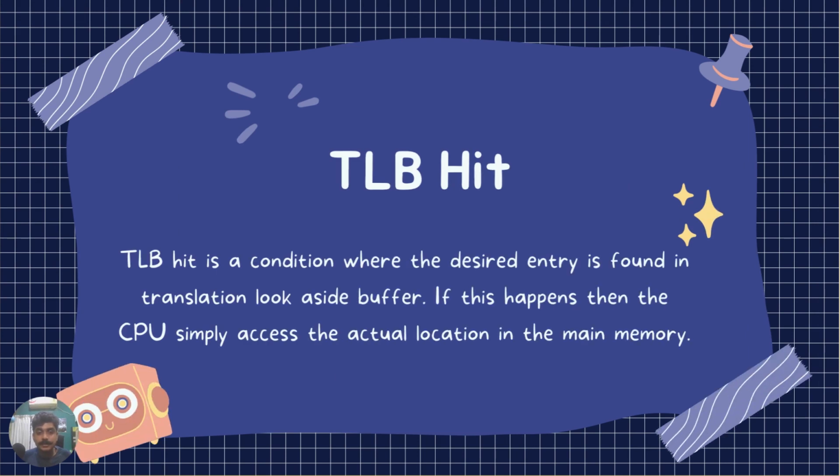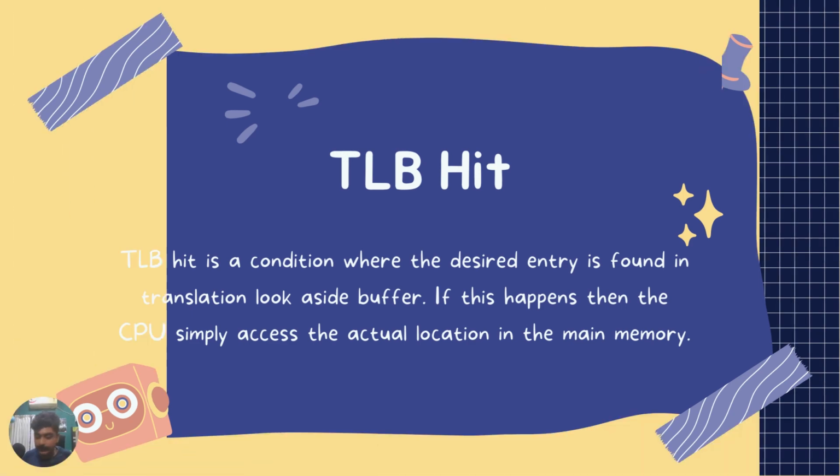So let's look at what a TLB hit and a TLB miss are in a more formal way. A TLB hit is a condition where the desired entry is found in the Translation Lookaside Buffer. If this happens, then the CPU simply accesses the actual location in the main memory. This is a very efficient and easy process, where it is a direct hit, and the corresponding frame number is also retrieved. So immediately we can access the location in the main memory.